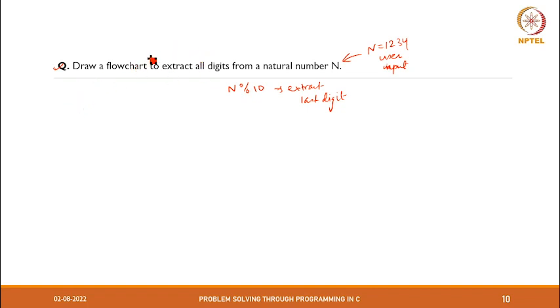Sir, can you repeat the question? Yeah, can you repeat the question, sir? The question is just there is a number n which is say 1234. Okay, so 1243, and you have to extract each of the digits from this number. So you will print 1 separately, 2 separately, 3 and 4 all separately you have to print. So you have to extract all the digits from the number, which is the user input, 1234. Okay, so you have to write a flowchart for doing this, for extracting all the digits from this number.